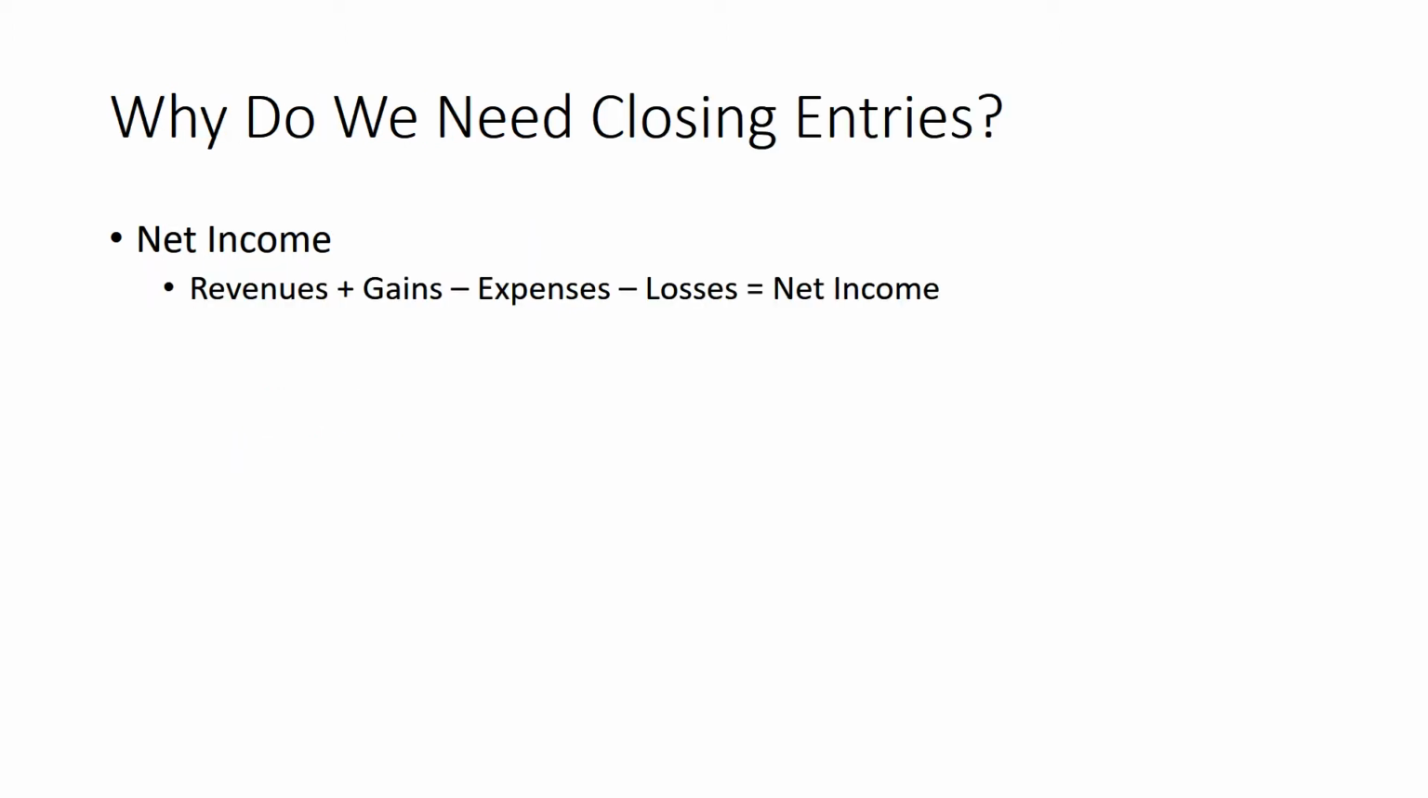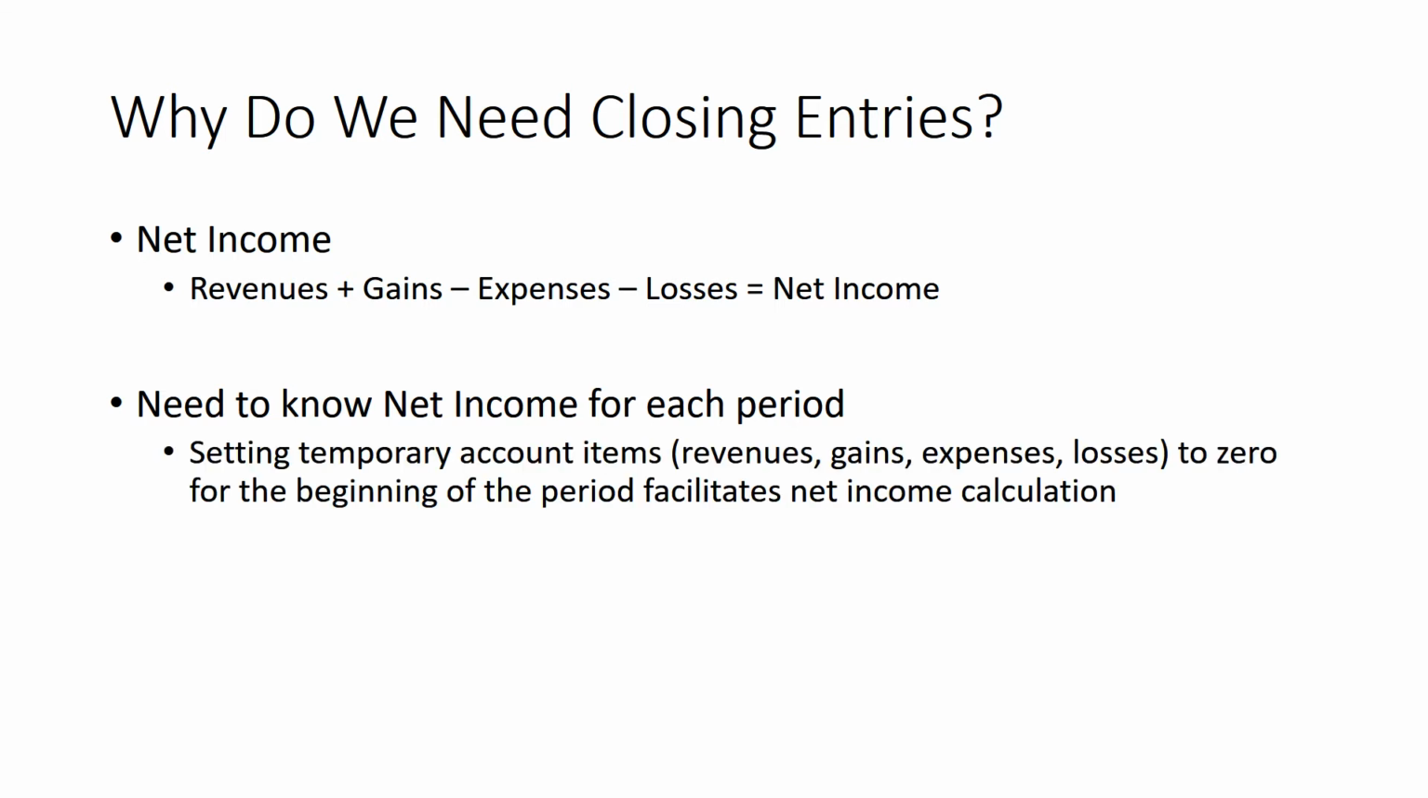Well, why do we need to know the closing entries? Remember, net income equals revenues plus gains minus expenses minus losses. And we frequently need to know what the net income is for each period. So imagine we need to know the net income for last quarter or last year or this quarter or this year. So setting temporary account items to zero for the beginning of the period will really facilitate the income calculation process. Let's work on an example.